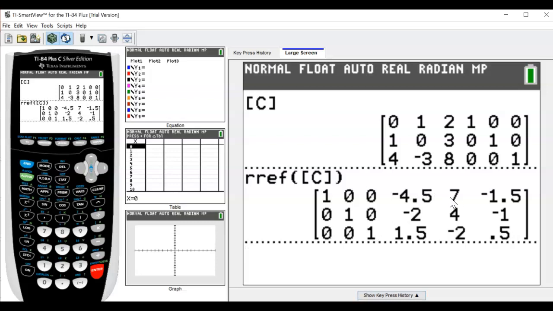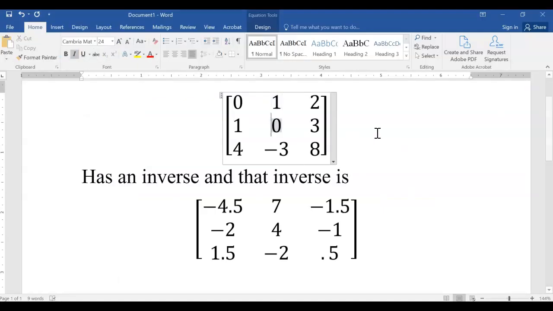What this means, again just restating what I just said, is that my original matrix, 0, 1, 2, 1, 0, 3, 4, negative 3, 8, does have an inverse, because the first part row reduced to the identity, and moreover, the inverse is that second part of the matrix.